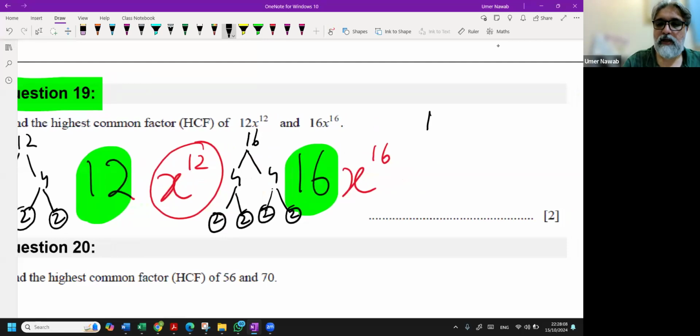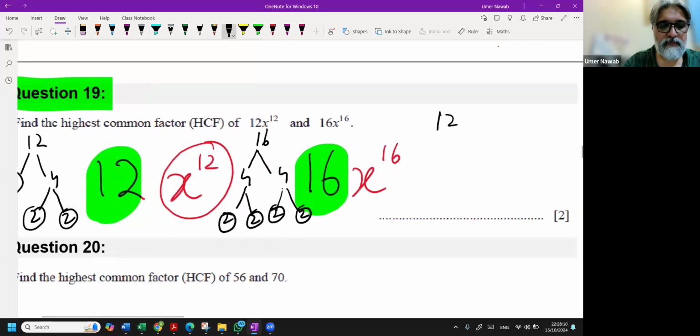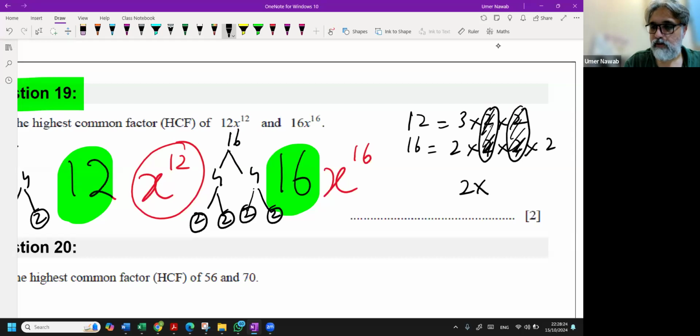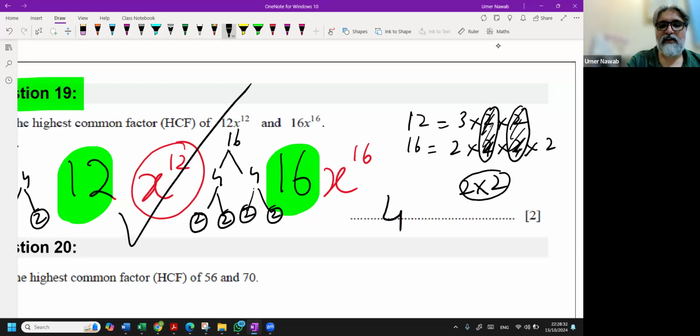Now 12, I'm going to copy 3 times 2 times 2. 16, 2 times 2 times 2 times 2. So common 2, common 2. That's all. I'm not finding LCM. I'm finding HCF. So 2 times 2 is 4. 4, which power I should take? The smallest power, x raised by 12.